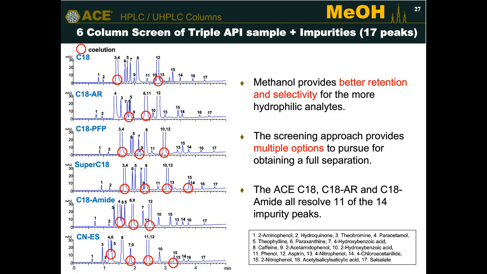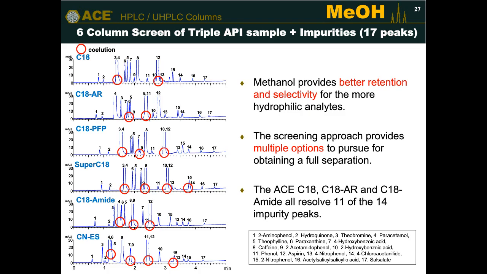Now you can see the screening data on each of the 6 different column chemistries, and this is in methanol, as you can see clearly from the methanol label in the top right-hand corner of the slide. I've ringed on the chromatograms, which are in the same order as I've done previously: the C18, AR, PFP, super C18, the polar embedded C18 amide, and the cyano-ES. I've ringed with red rings the different areas of coelution. And you can see there are multiple areas of coelution on all of the different column chemistries in methanol.